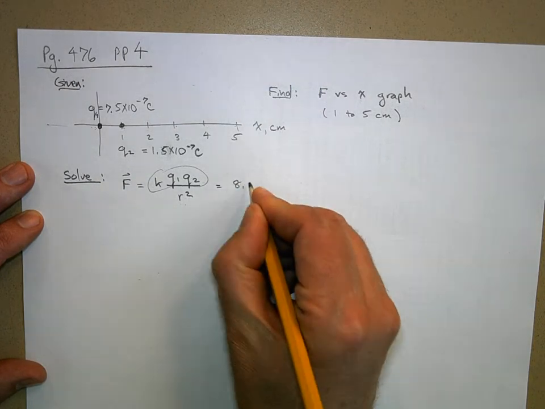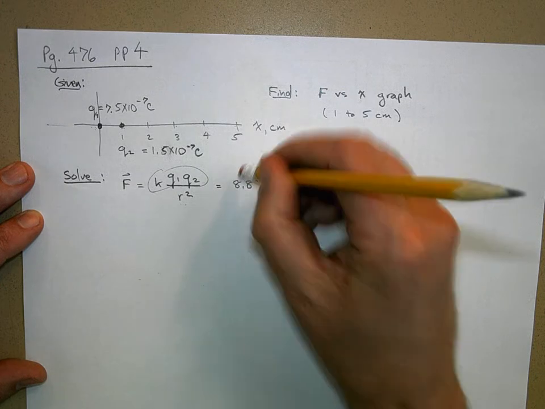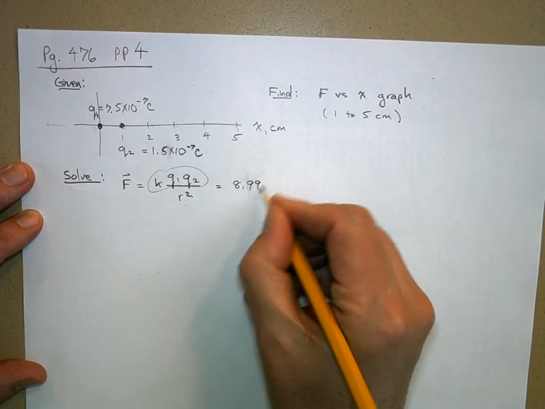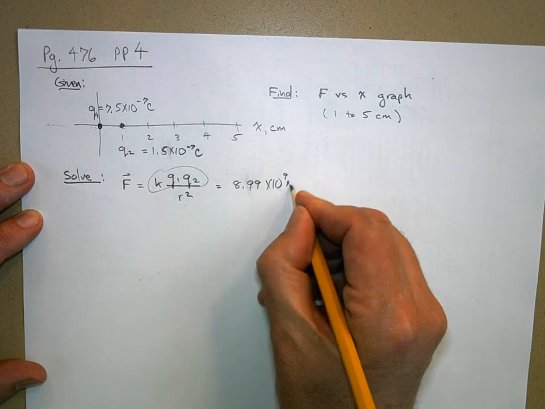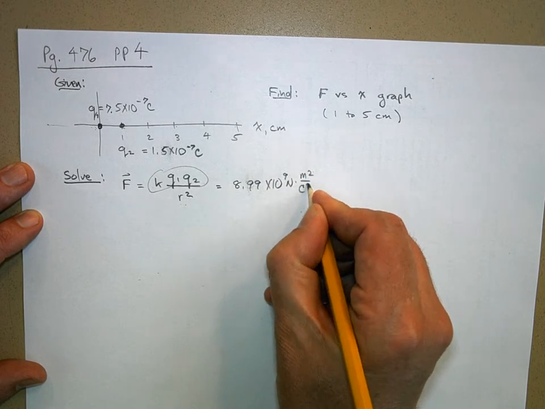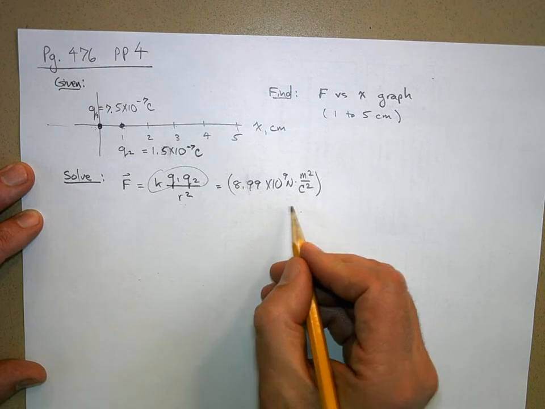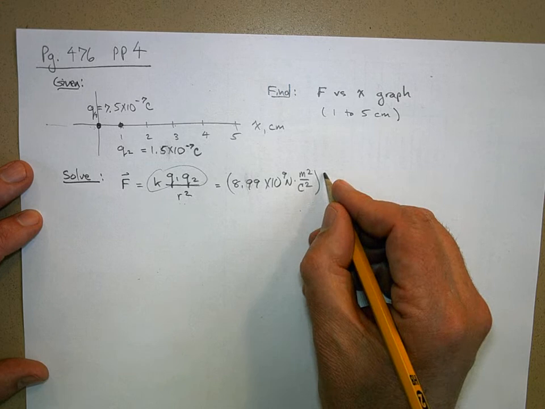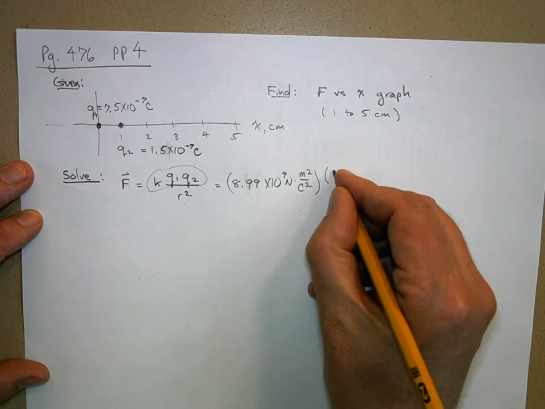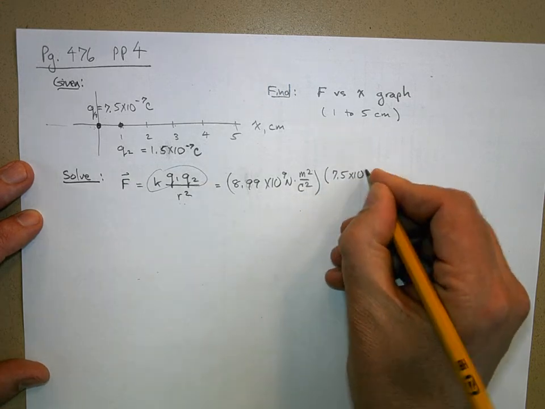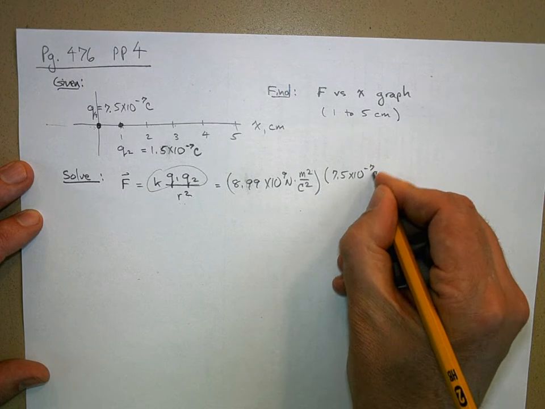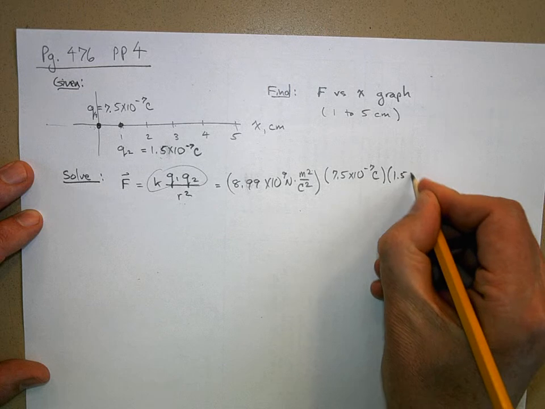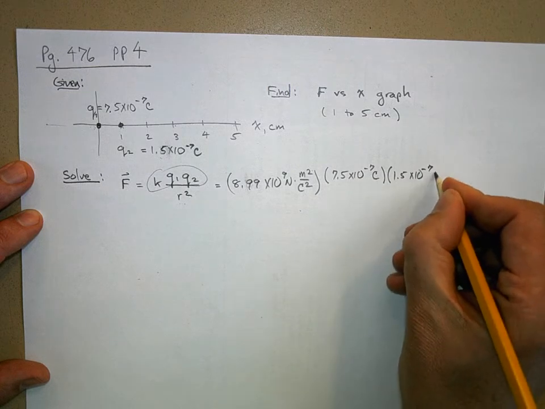So k is 8.99 times 10 to the 9 newton meters squared per coulomb squared. That's the electric constant. This tells us that electrical forces are very, very strong. Times Q1, 7.5 times 10 to the negative 7 coulombs. And then Q2 is 1.5 times 10 to the negative 7 coulombs.